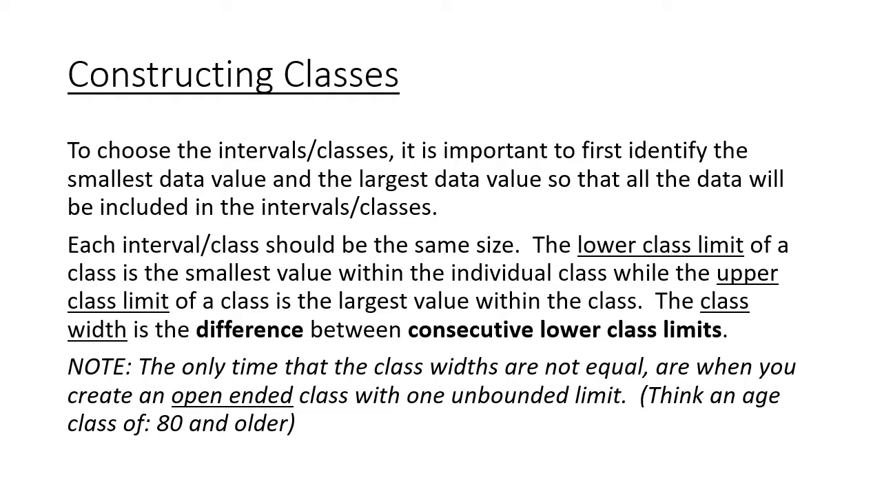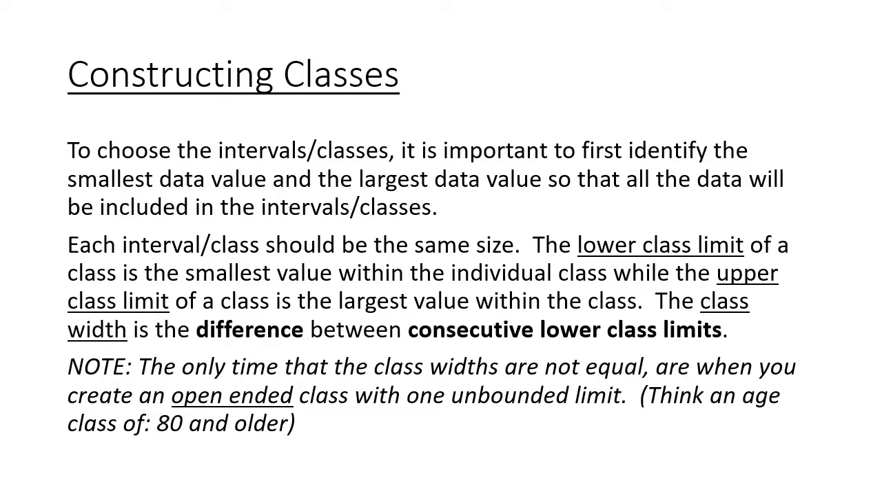When we choose our classes, and sometimes those classes are also called bins, you might see the term bins. Microsoft Excel calls them bins instead of classes, but it's the same idea. When we choose our classes, we need to make sure that every data point is included. So we need to make sure we include the smallest point and the biggest point. And then we want to make sure that our classes all have equal width. That means each covers the same range of numbers.